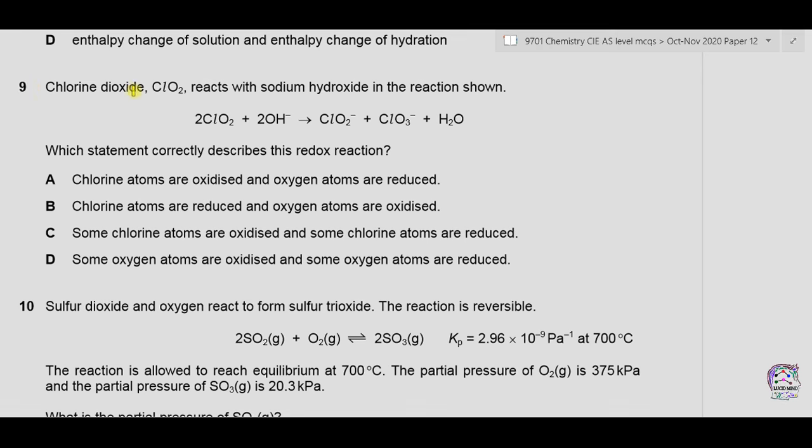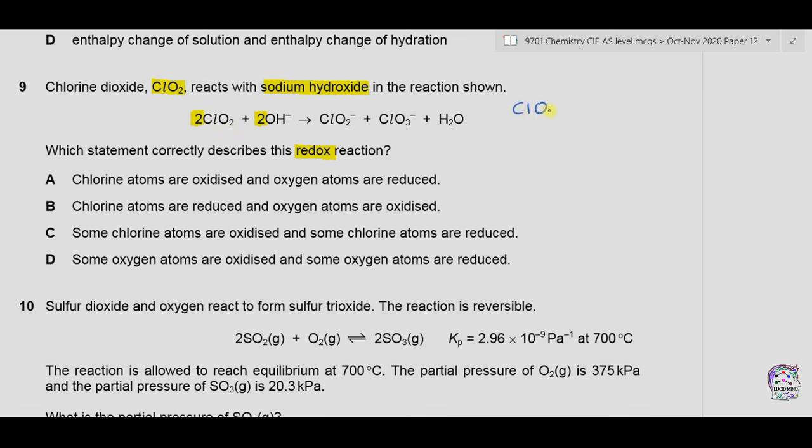Question number 9. Chlorine dioxide, ClO2, reacts with sodium hydroxide in the reaction shown. We have 2 moles of ClO2 that react with 2 moles of sodium hydroxide. Which statement correctly describes this redox reaction? We can find the correct option by finding the oxidation states of chlorine.